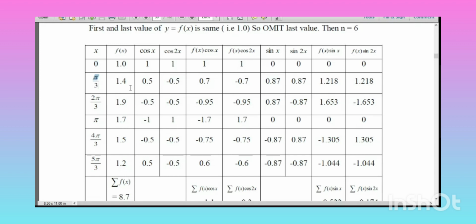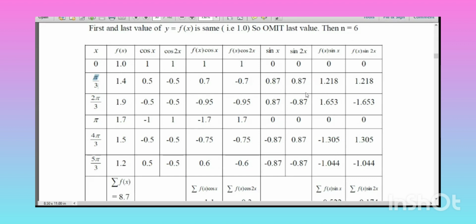Sin pi by 3. Suppose you have calculated, find and tell me what is the value. Sin pi by 3. You can do this calculation on a mobile also. In the calculator also there will be pi. What is the answer, ma? Sin pi by 3 is root 3 by 2. The calculator gives root 3 by 2. Use the calculator, so it's 0.86602. Yes, correct.